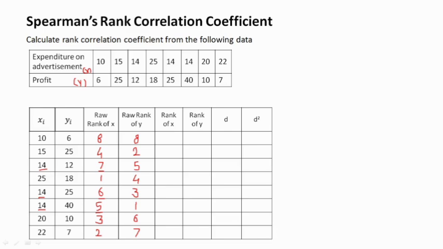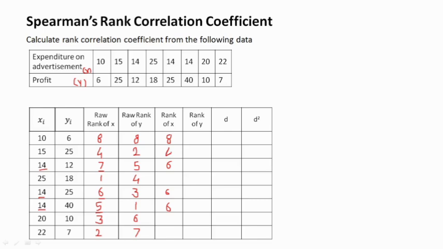So 7 plus 6 plus 5. We first find out the average rank of this. These three values are divided by 3, as there are three values. So the average we will get is 6. The average rank of the 14 is 6. So first we write the average rank, 6, 6, and 6. The ranks of the other values will remain the same, as those values are not repeated.